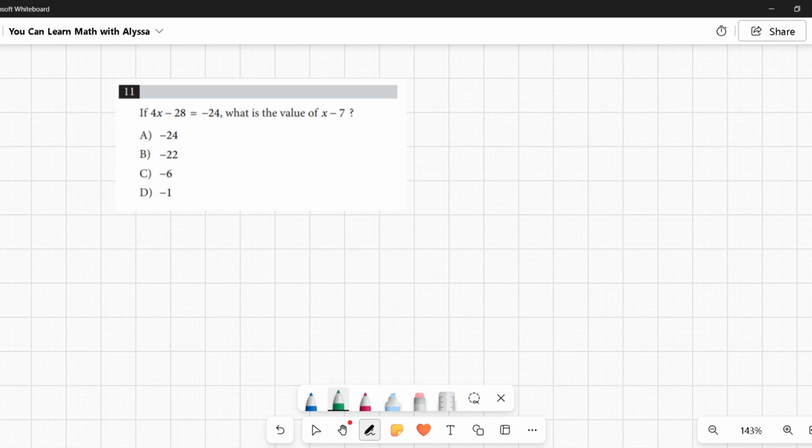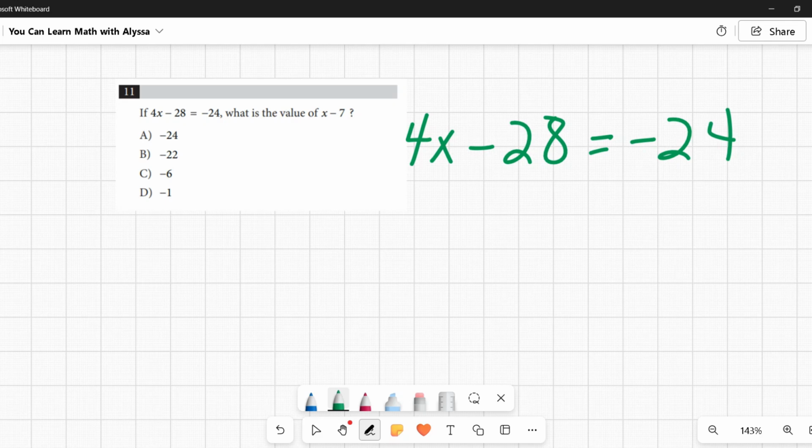Two ways you can do this. The first way is you can solve 4x minus 28 equals negative 24. You can solve for x right here and then plug it into x minus 7. There actually is a way that's even shorter. I'll show you that in just a second. So to solve this, we want to undo what's been done to x.